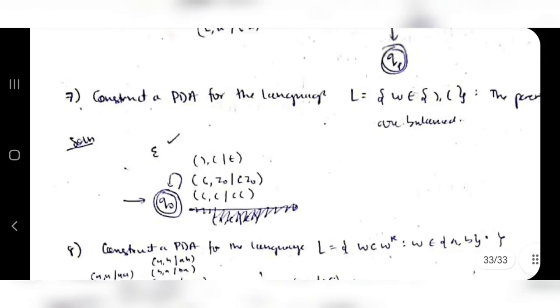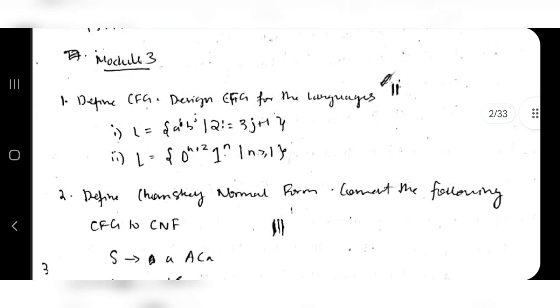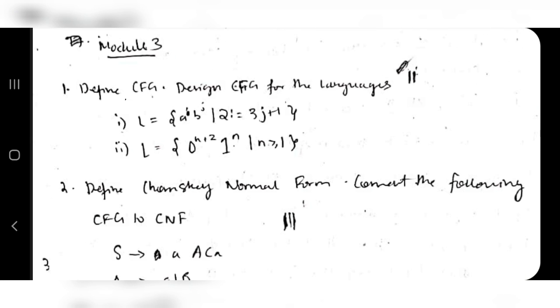Okay. So this is all about the module 3 of 18CS54. Let's discuss the previous questions, and I'll be giving you a hint how to solve the questions. So the first question is to define CFG, which is context-free grammar, and we have to define the context-free grammar for the language A power i and B power j, where 2i is equal to 3j plus 1. So we have discussed for i plus j is equal to k, right?